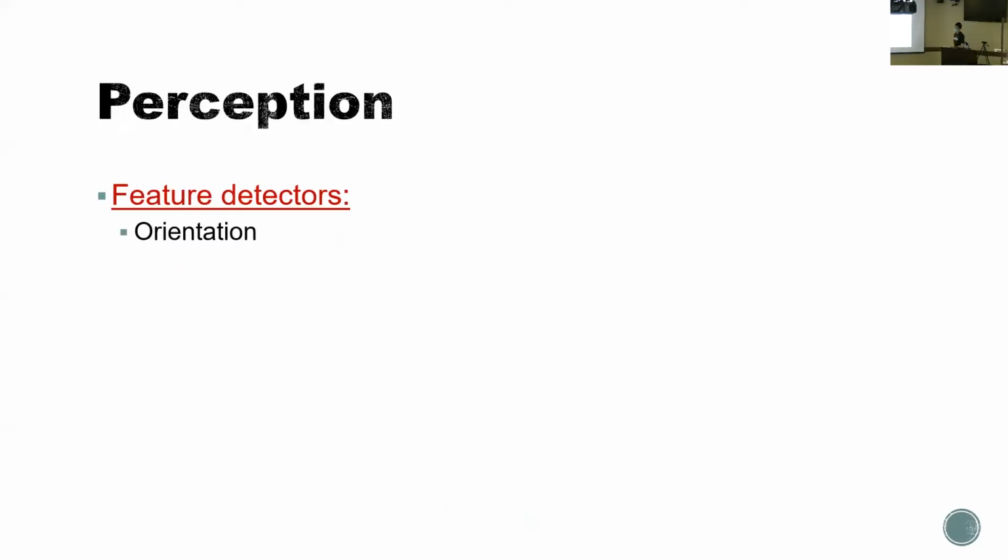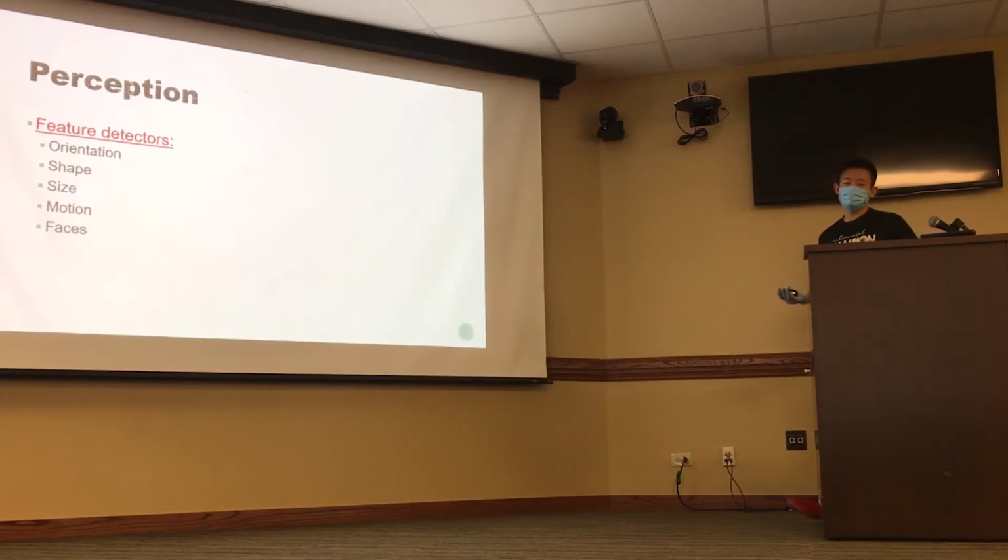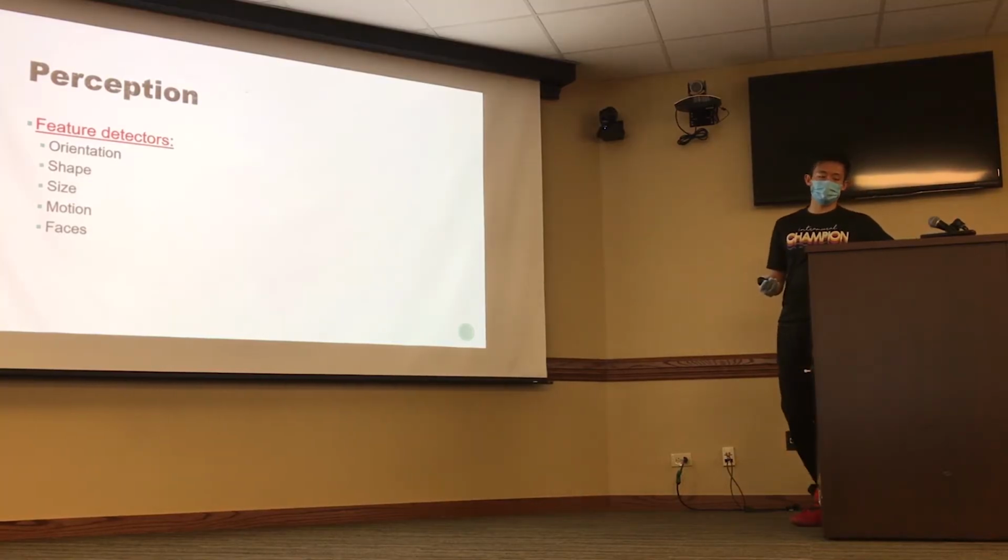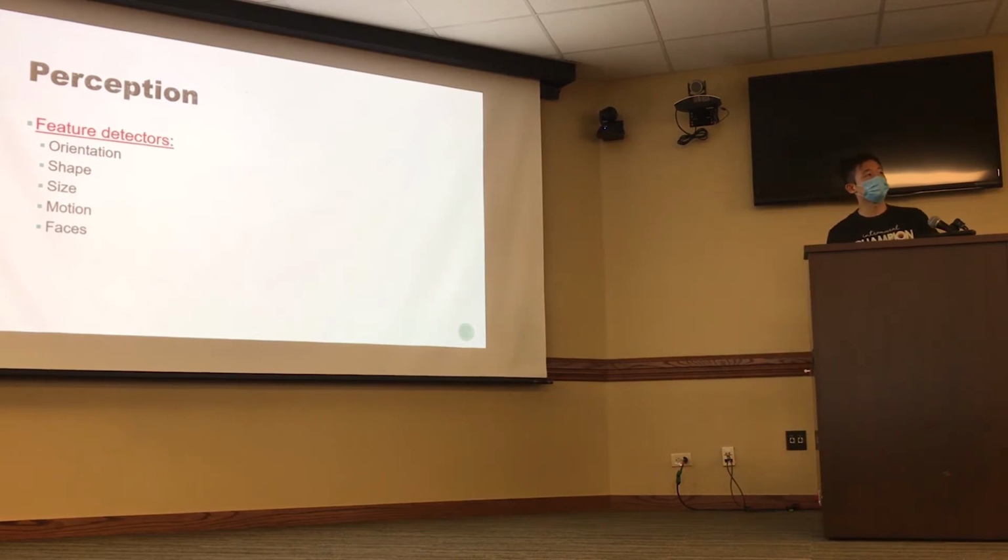So for our feature detectors, our brain automatically detects orientation, shape, size, motion, and faces. Also, our brain tries to adjust what we see and make sure it makes sense. Remember, we are meaning-making machines, right?